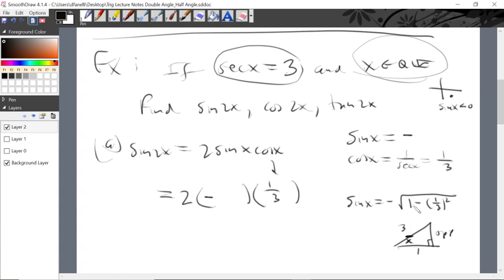So 1 minus 1/3 squared. Well, 1/3 squared is 1/9, and 1 minus a ninth is 8/9. So the sine of x is going to be negative the square root of 8/9, and that simplifies as negative 2 root 2 over 3. So sine of 2x is 2 times negative 2 root 2 over 3 times 1 over 3. That gives us negative 4 root 2 over 9.